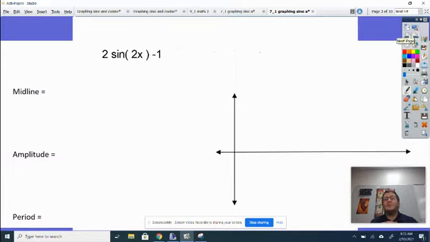So again, the graphing part here isn't too bad. If you have 3 colors, go ahead and grab those. I'm going to be using red, blue, and purple. But you do you. If you need to pause the video, go ahead and do that now.